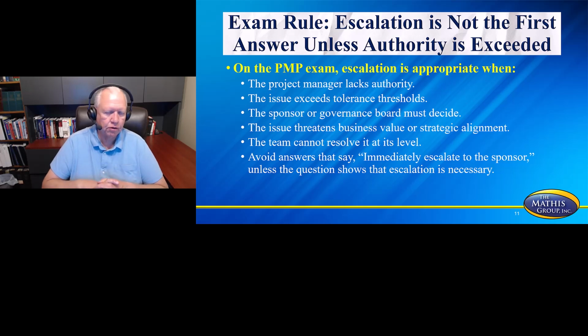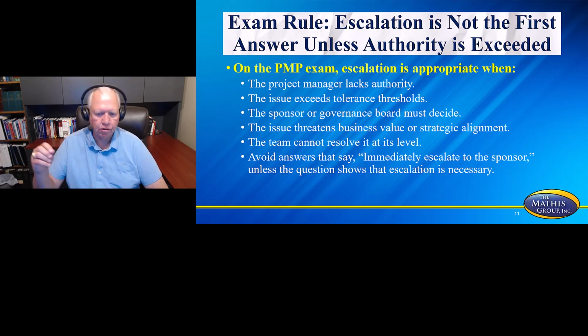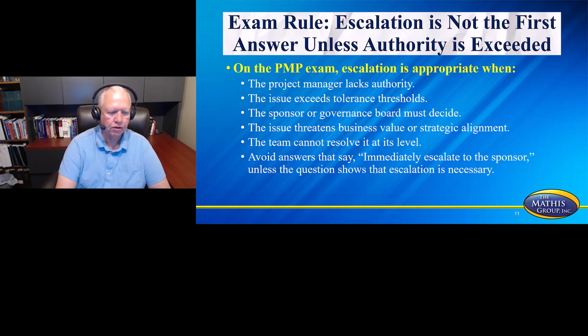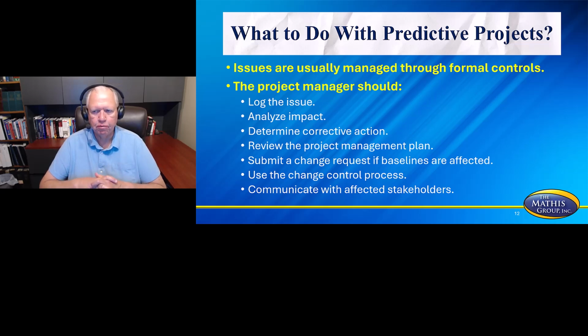Also, escalation is not always the first answer on the PMP exam. For example, escalate when the project manager lacks authority, or the issue exceeds tolerance thresholds, or the sponsor or governance board must decide, or the issue threatens business value or strategic alignment, or the team cannot resolve it at this level. So avoid answers that say immediately escalate to the sponsor unless the question shows that the escalation is absolutely necessary, because that's the level of decision makers the question has given you. So don't automatically escalate.